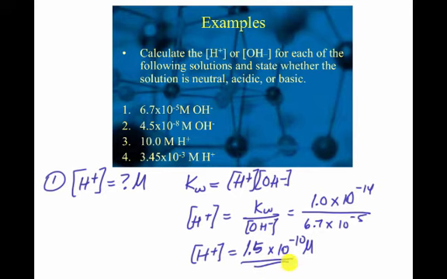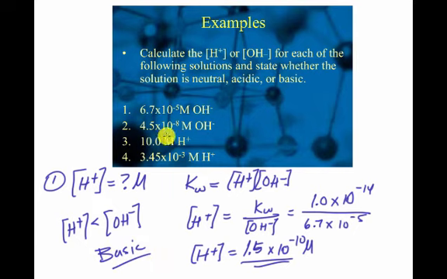So the question is, now is this solution acidic, basic, or neutral? Well, since my hydrogen ion is less than my hydroxide ion, I would say that this solution is basic. You could also compare it to 7, because remember at neutral, the hydrogen ion has to be equal to 1.0 times 10 to the minus 7. The hydroxide has to be the same number, right?